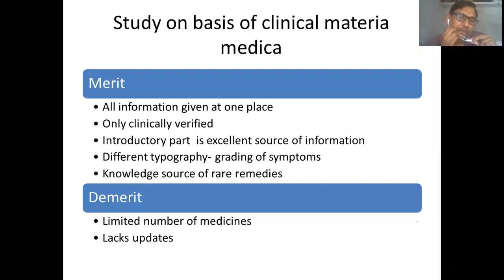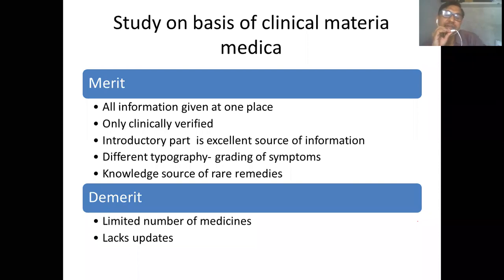You don't have to wander here and there from book to book to collect all this information. And then only clinically verified symptoms are given, or whatever knowledge is given is clinically verified by the authors themselves. Then the introductory part is an excellent source of information; if you just read the introductory part, you will collect maximum information about that remedy.